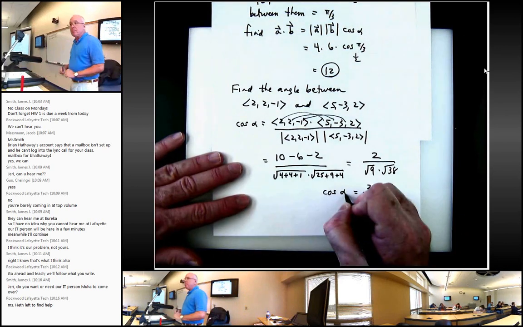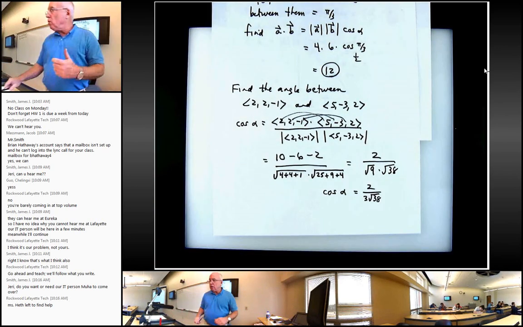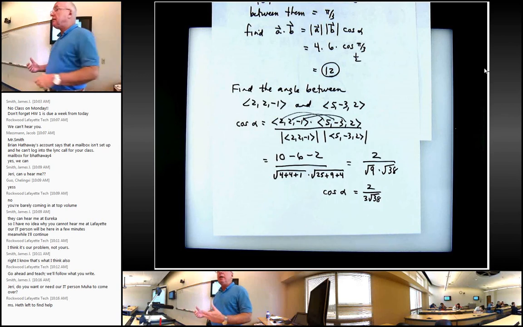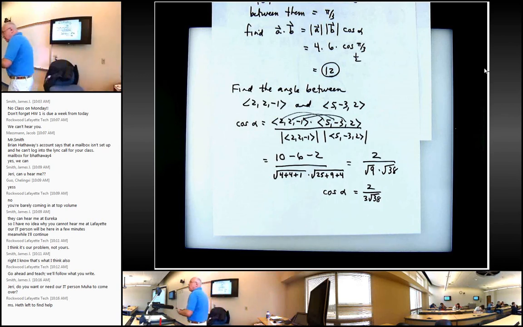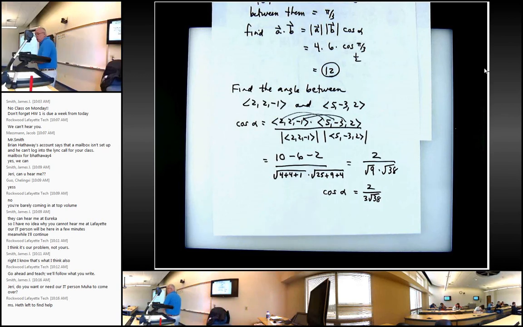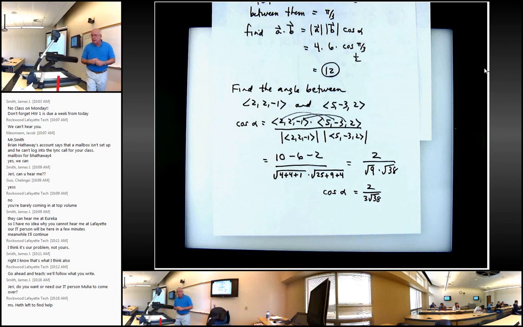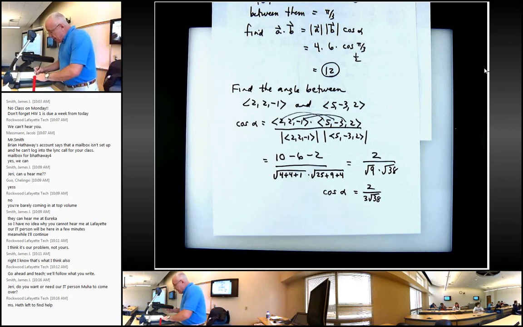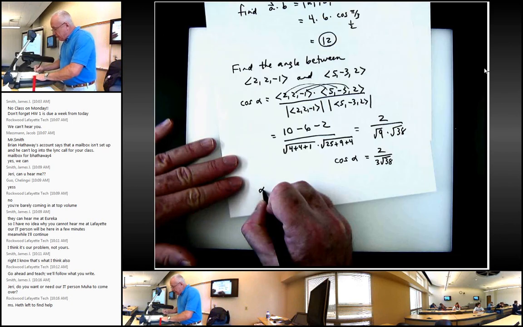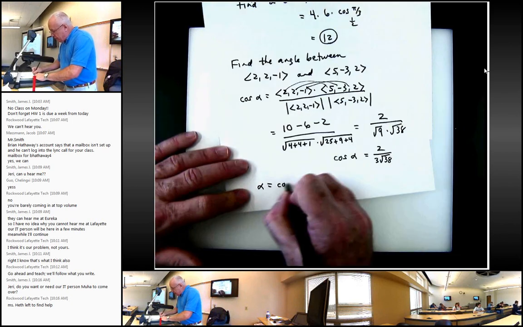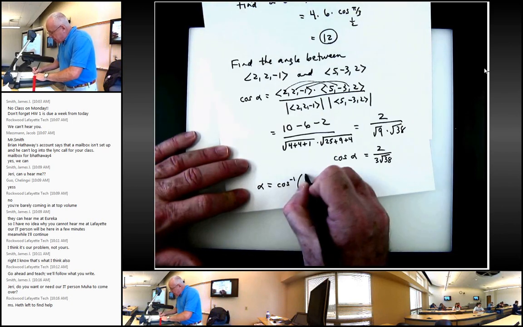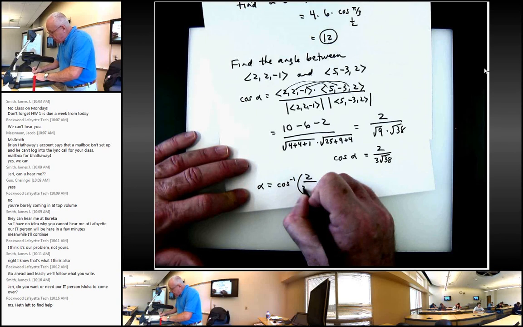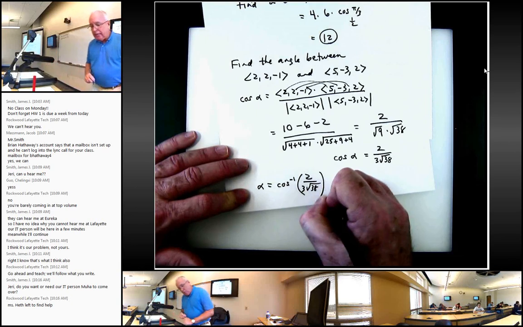All right? On homework or a test, you may be asked just to find the cosine of the angle, so that would be your answer there. However, if we want to find the angle itself, the angle is going to be the cosine inverse of this, 2 divided by 3 times the square root of 38.